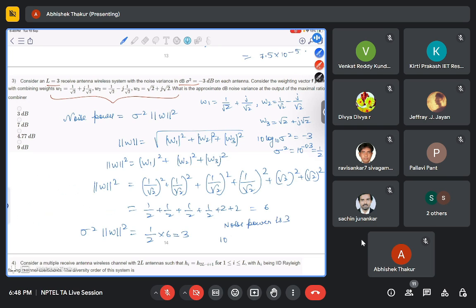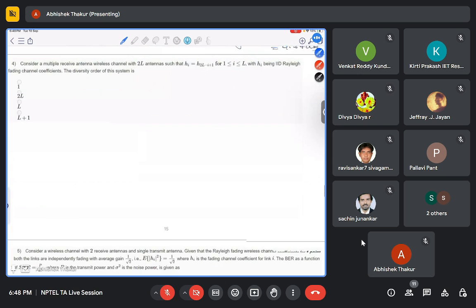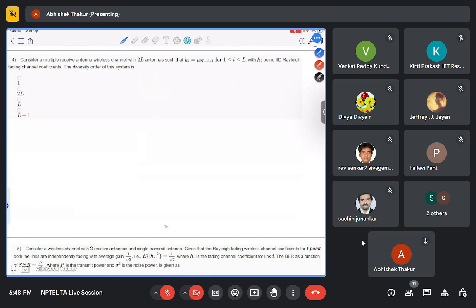So in dB it will be 10 log 10 into 3. So it is equal to 10 log 10 into 0.477 dB. So that is equal to 4.77. So the correct answer is option number C from the given options. So now we'll move on to the next question, that is question number 4.